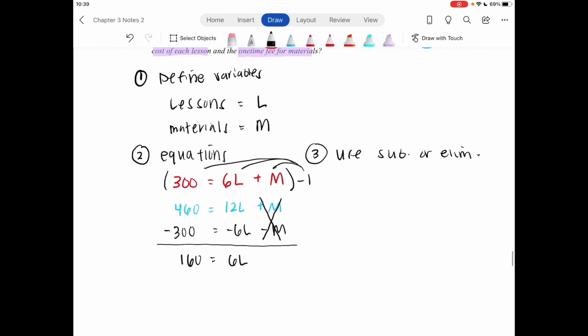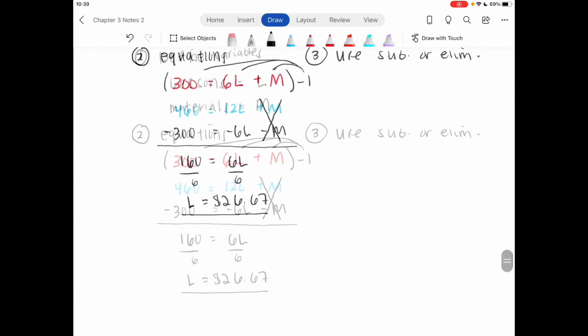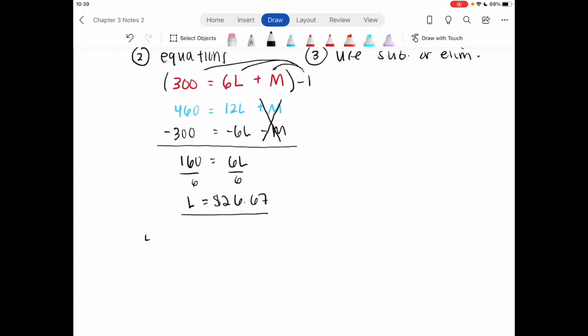Go ahead and divide both sides by 6. And we're going to get that one lesson is the same thing as 26.67. That is how much it cost to get one lesson. Now that we know one variable, we'll plug it back in to find our other. So we'll have 300 is equal to 6 times 26.67 plus M.